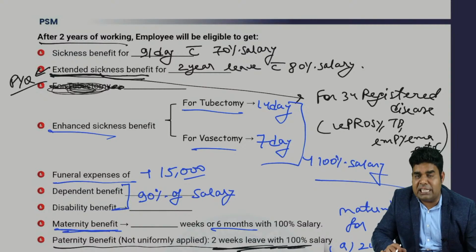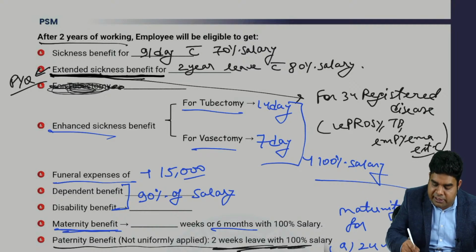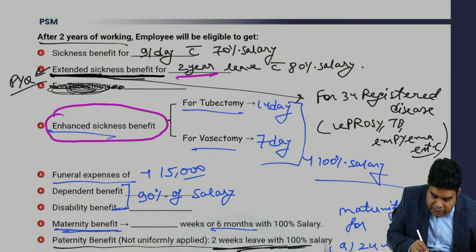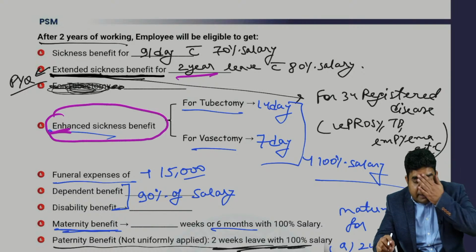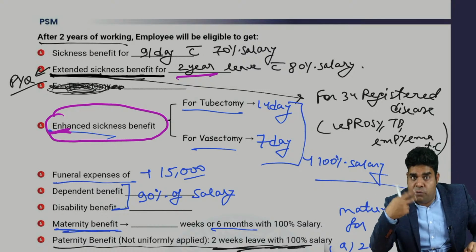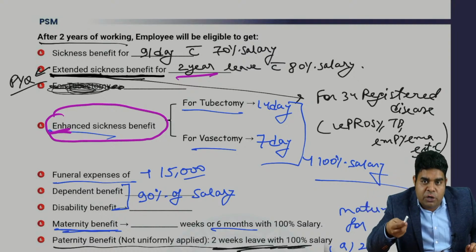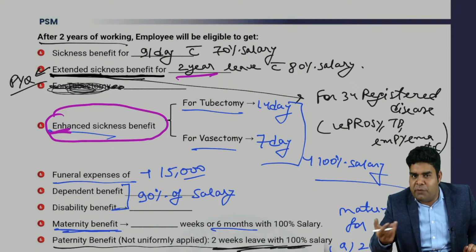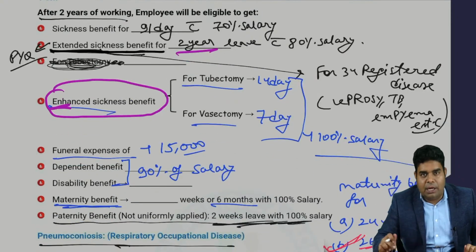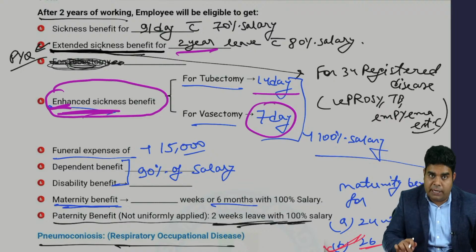Okay. Then the sickness benefit is of 91 days. They have asked the question, what is extended sickness benefit duration? It is 2 years. But if they trick you by asking enhanced sickness, enhanced is not extended. Focus on the difference. Enhanced is for 7 days if vasectomy is done, and for 14 days if tubectomy is done. And of course, which one is easy to do? Vasectomy, because it is already hanging down, so easy to cut. That's why the leave is of 7 days, and these are enhanced sickness benefit, extended for 2 years.